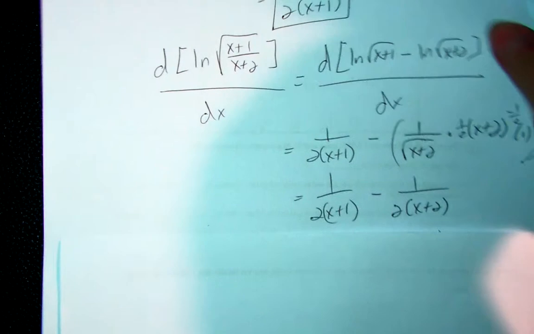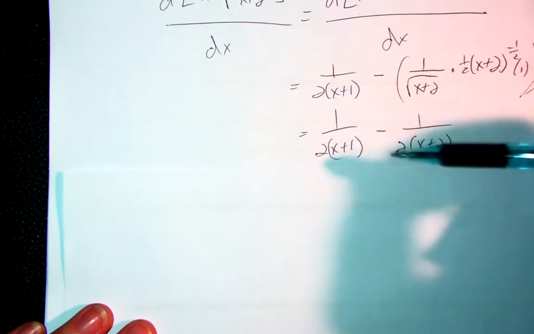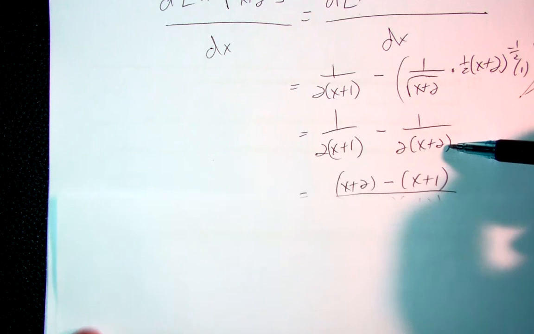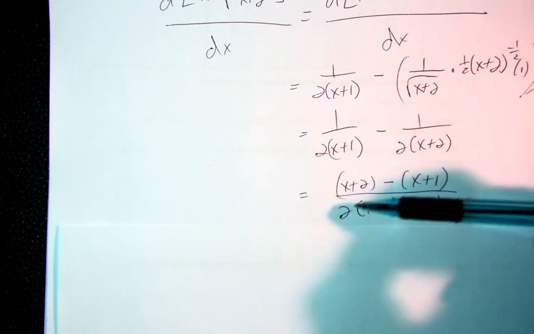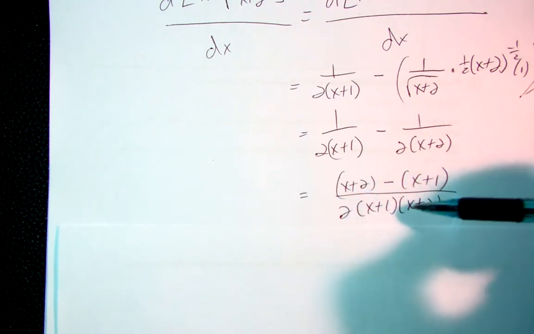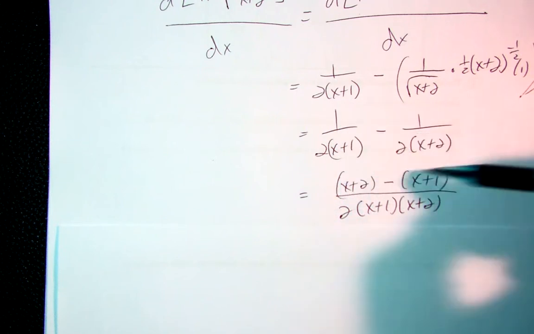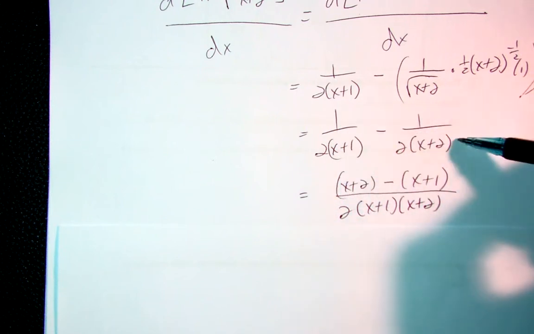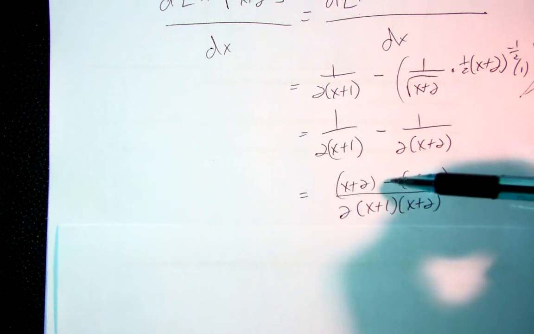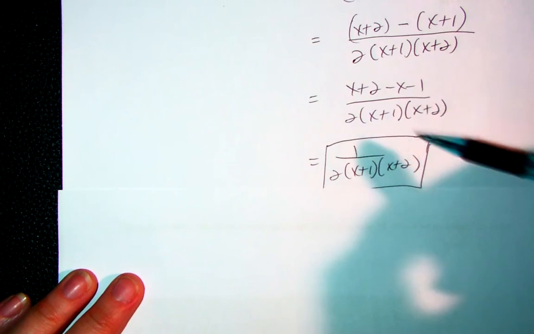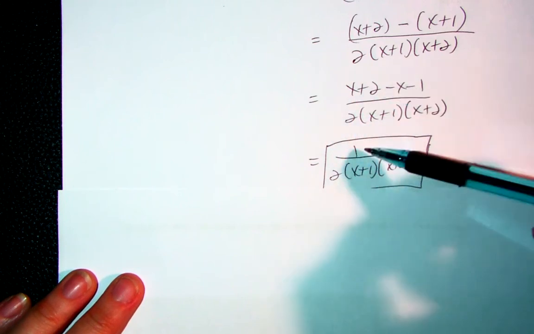So now let's practice combining like terms. They both have a factor of 2. I have a factor of x plus 1 and a factor of x plus 2. So my common denominator is 2 times x plus 1 times x plus 2. That means I multiply this by x plus 2, minus I multiply this fraction by x plus 1 over x plus 1. Now we'll distribute that. Combine like terms. The x's go away. 2 and a negative 1, that's a 1.